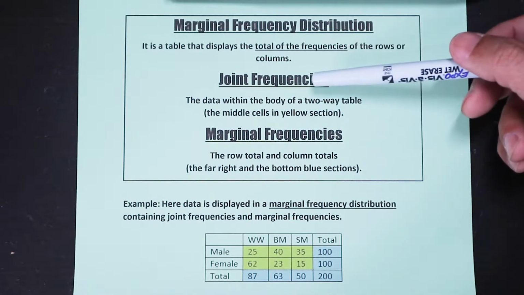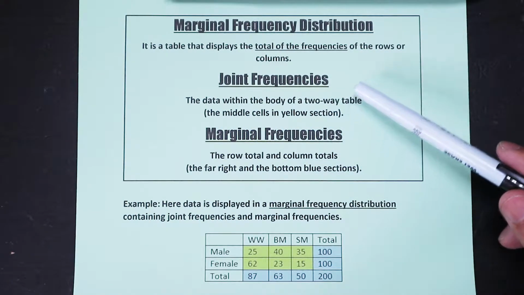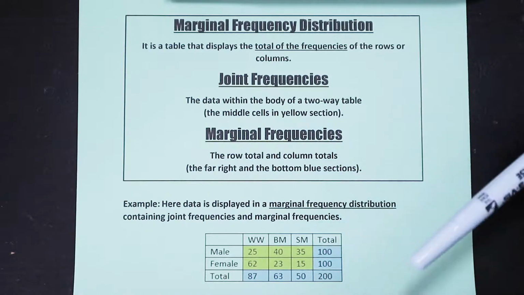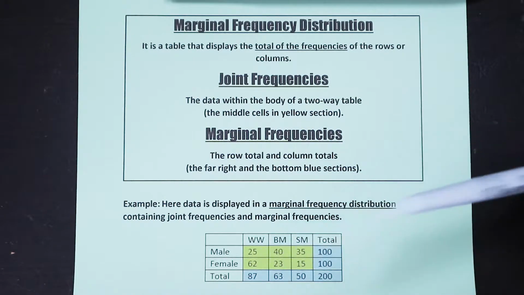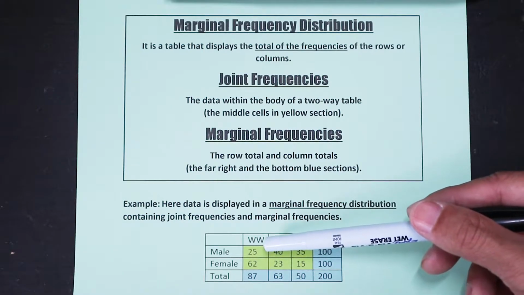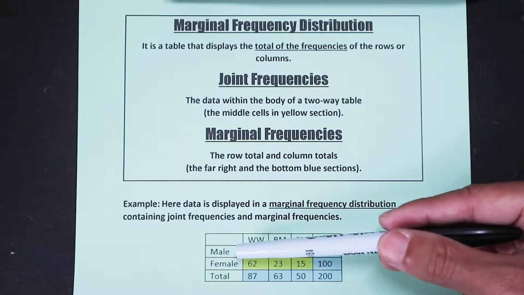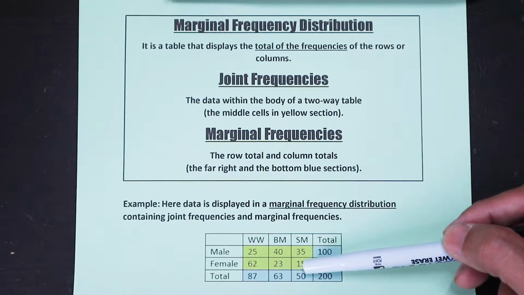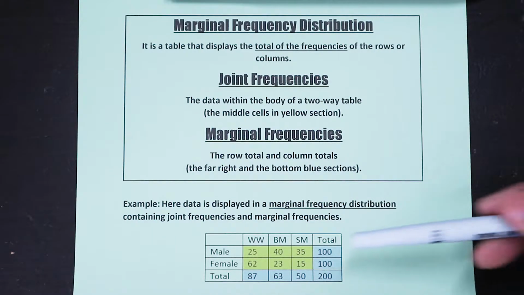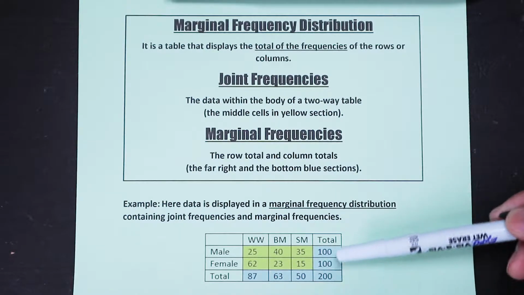Joint frequency, on the other hand, is the data within the body of a two-way table, the middle cells in the yellow section. The yellow parts are the joint frequency because they are the occurrence of the two characteristics. The 25 is the males who like Wonder Woman, and this 15 is the females who like Superman, right? There are just special names for different parts of a two-way table.